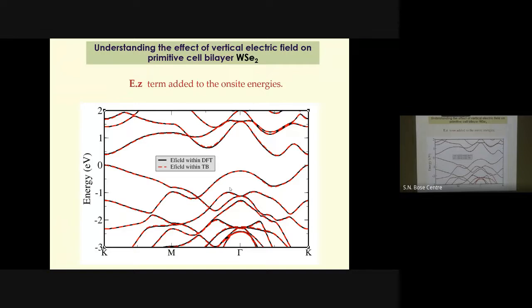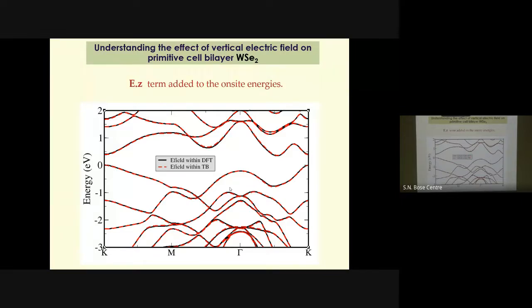So again, what we did was we took a bilayer, we did a Wannier mapping, and we had the tight-binding Hamiltonian, and then we introduced the electric field. So we did that at the zero electric field limit, and then we introduced the electric field and calculated the ab initio band structure. And just introducing this term within our tight-binding model, we were able to map out the ab initio band structure in the presence of the electric field.